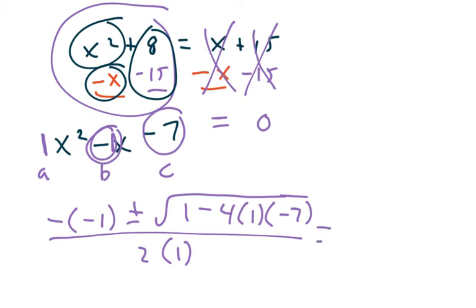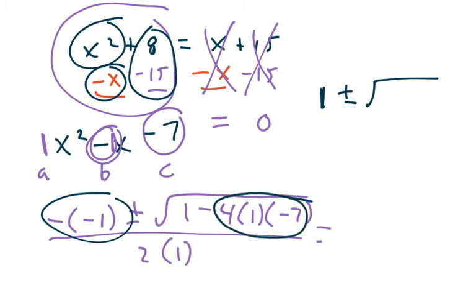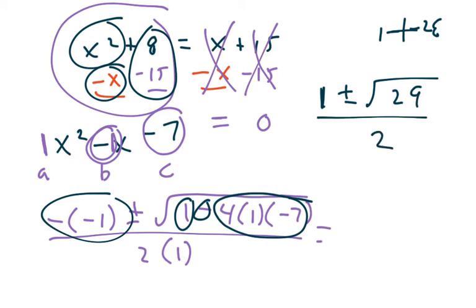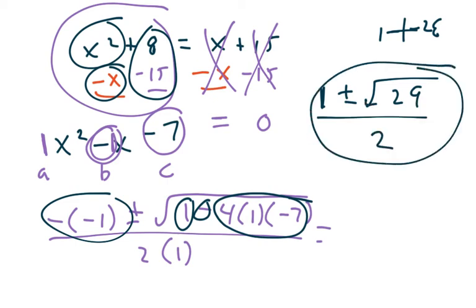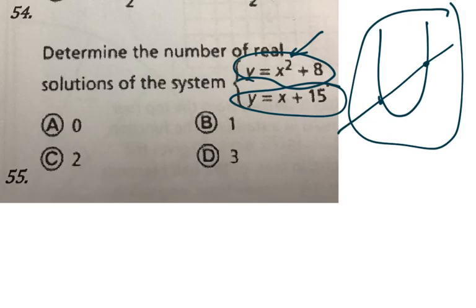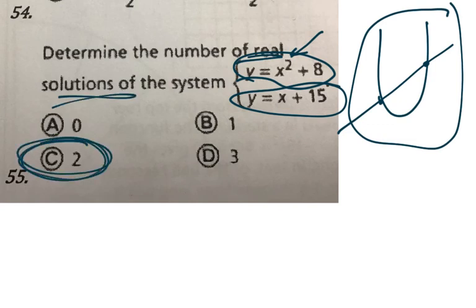And continuing on, negative of negative 1 is 1, plus or minus the square root. This right here is negative 28, but 1 minus a negative 28 is 1 plus 28, which is 29, over 2. So there's our two answers. And so let's go back to the problem. They're asking, how many real solutions are there? The answer is 2. As I hinted, most of the time it should be 2.